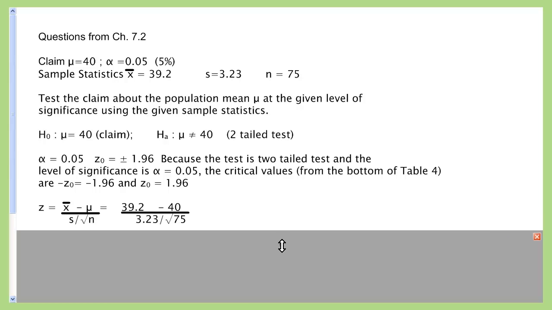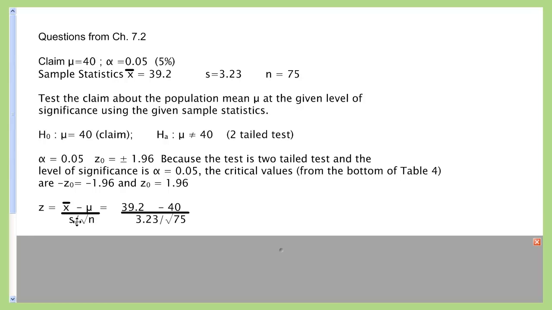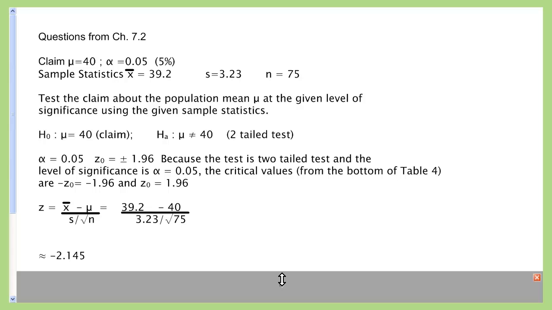Then you have a formula: z is equal to the mean minus mu, divided by the standard deviation divided by the square root of n, which is the number of entries. If you look back up at the top, x bar is 39.2. 40 is my mu, that's my claim. 3.23 is the standard deviation, and that's divided by the square root of 75, because there are 75 data entries. And when you work this out, you'll get approximately negative 2.145.